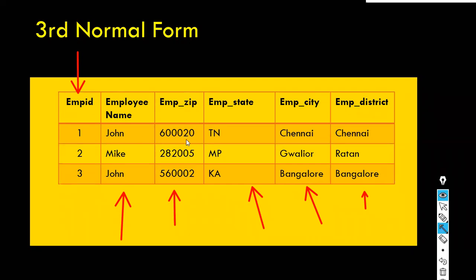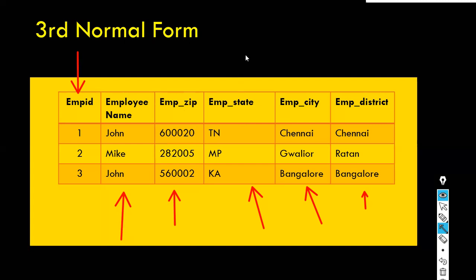So John lives in this location, whereas the other employee named John lives in this zip code. Supposing I have another John who lives in the same zip code. For him, the employee ID is different, which means that John is different from this John. So even employee zip depends on the employee ID.